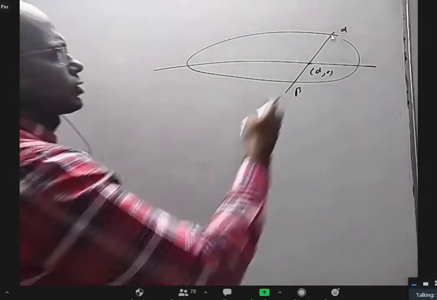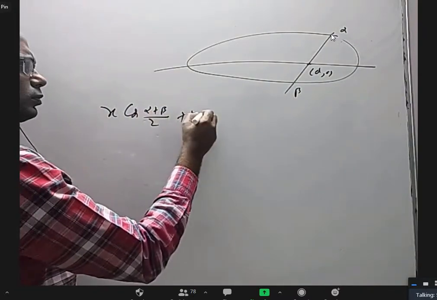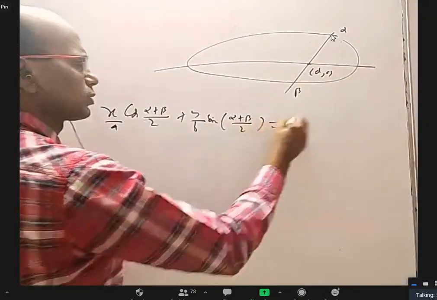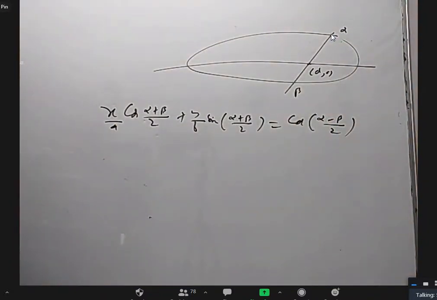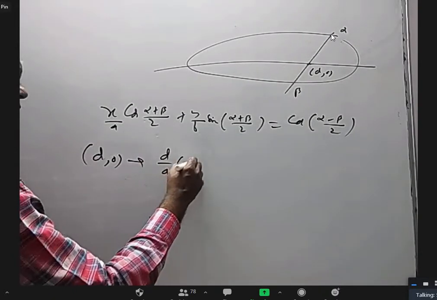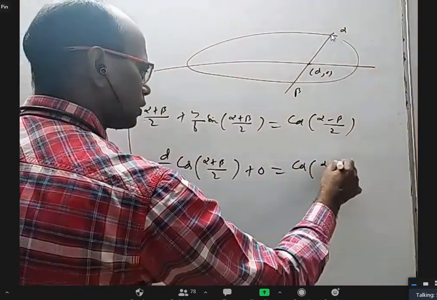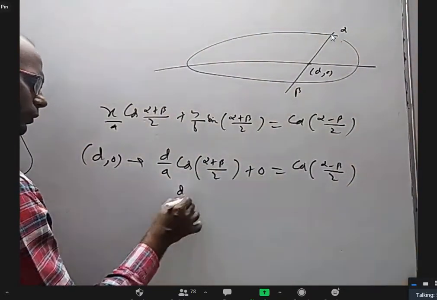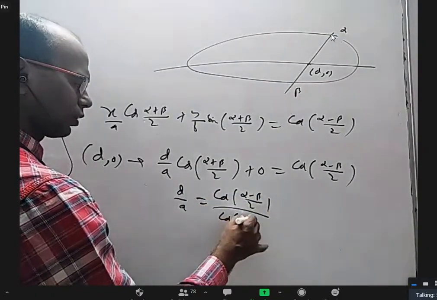Okay, the formula for the chord joining alpha and beta is x by a cos of alpha plus beta by 2 plus y by b sin of alpha plus beta by 2 is equal to cos of alpha minus beta by 2. This is the formula for the chord joining alpha and beta. This should pass through d comma 0. When I substitute d comma 0, it will become d by a cos of alpha plus beta by 2, plus 0, equal to cos of alpha minus beta by 2. So you can bring this one here and apply componendo and dividendo. d by a is equal to cos of alpha minus beta by 2 by cos of alpha plus beta by 2.